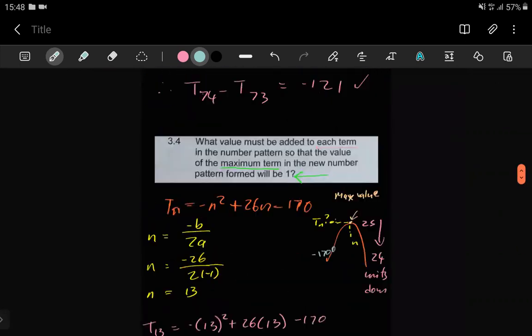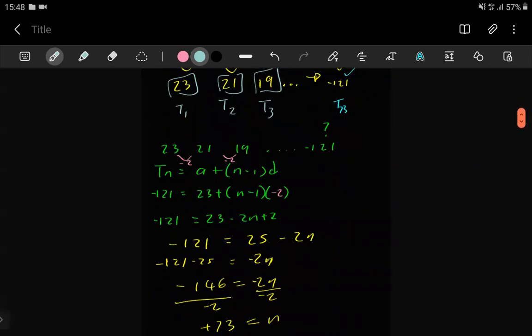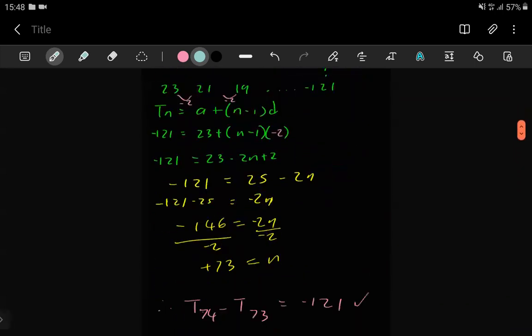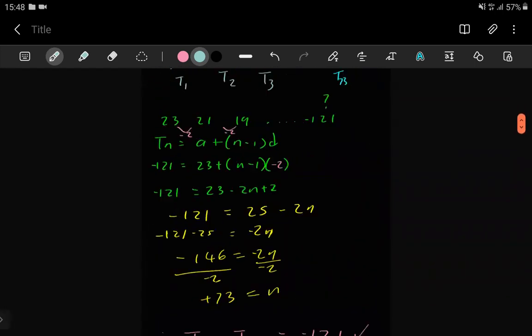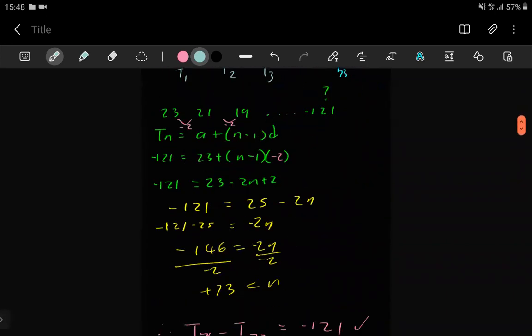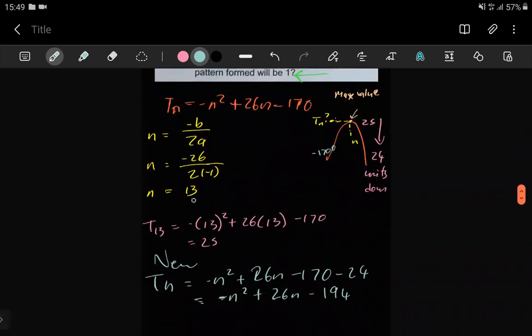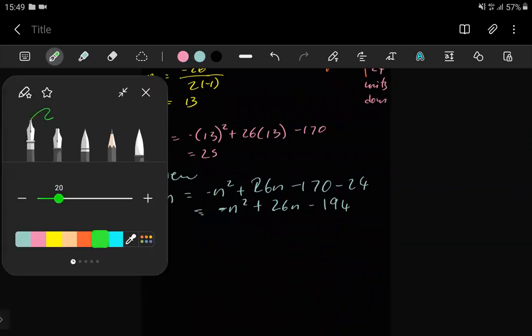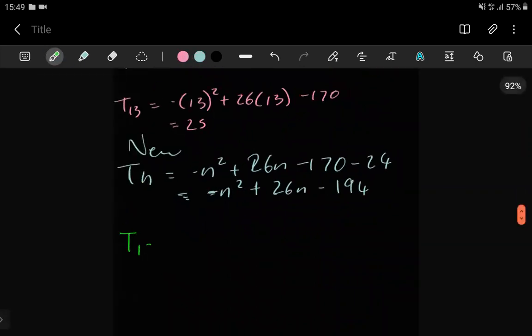But let's check something. Let me check the memo. What is the original term 13 from our equation? The original term 13 is 25.5. So what is T13 of the new equation? Let's just check that.